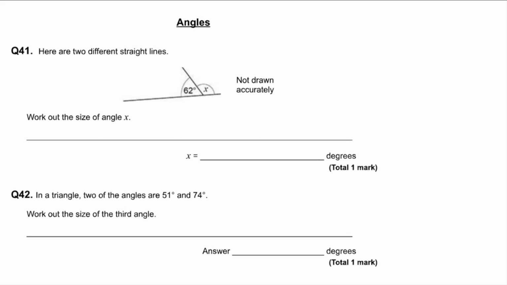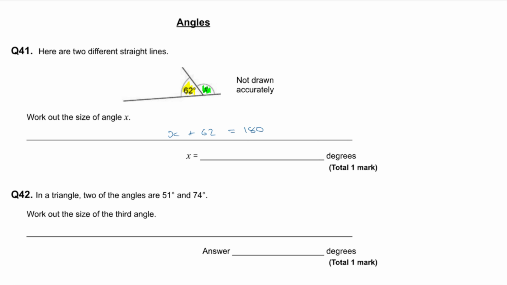Next up, we've got angles, and question 41 says here are 2 different straight lines. Work out the size of angle x. Now, here we've got angles on a straight line. Angles on a straight line sum to 180 degrees. So x plus 62 is equal to 180.